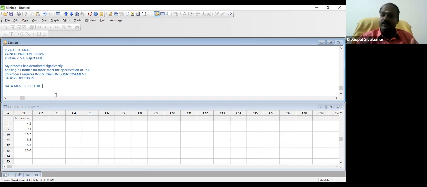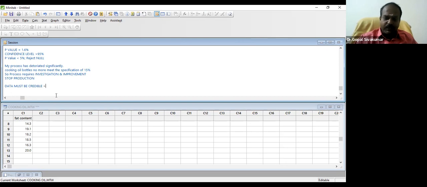You know the 1, 10, 100 rule. If you spend 1 rupee in prevention, you save 10 rupees in correction. You save 100 rupees in failure. So you are stopping the production. But this is not an easy decision. So that is why you have done the experiment. 13 data points. So now your data must be credible.